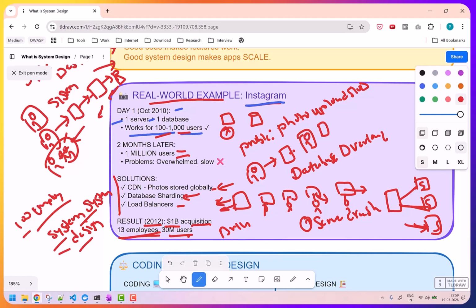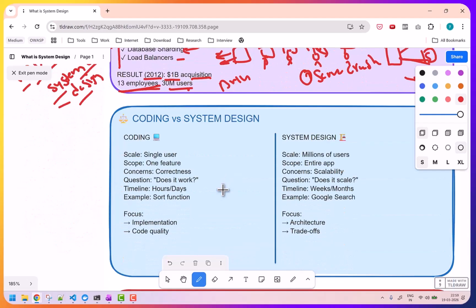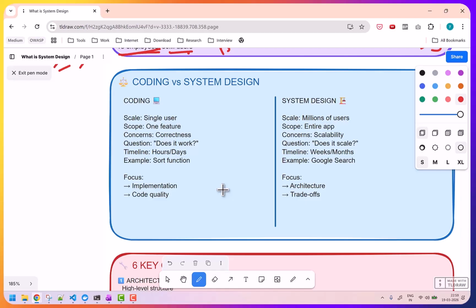It's unbelievable, right? So it's an example of best system design. Now the next part which I actually kept is coding versus system design. This I think we have understood, but let's try to revise it. So when it comes to coding, the coding mindset is altogether related to details, okay?